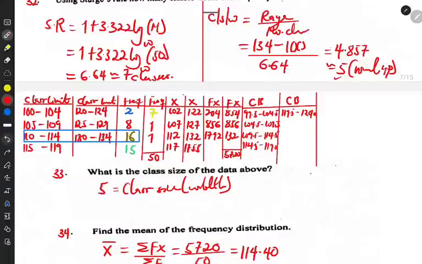124.5. So you realize that the upper class boundary of a particular class becomes the lower class boundary of the next succeeding class. So we have what? 124.5 to what? 129.5. And lastly, we have what? 129.5 to 134.5. That's going to give us what? Our class boundary generally there. So let's take note of that.